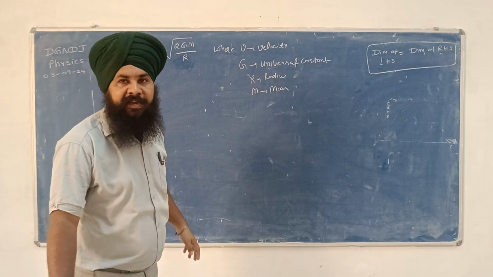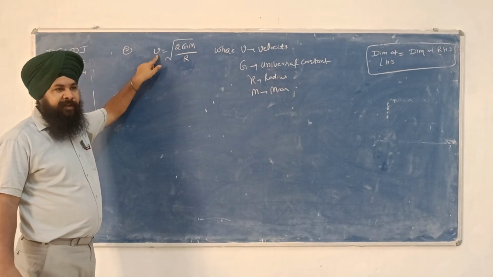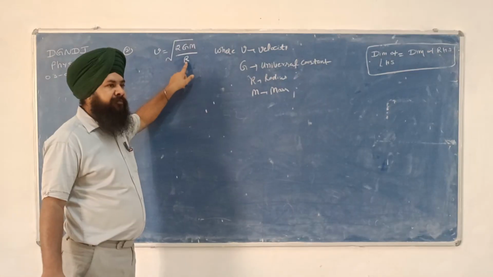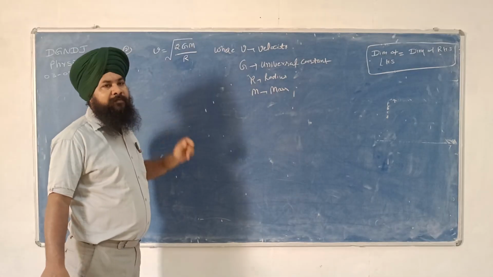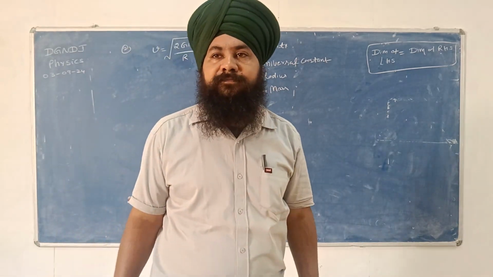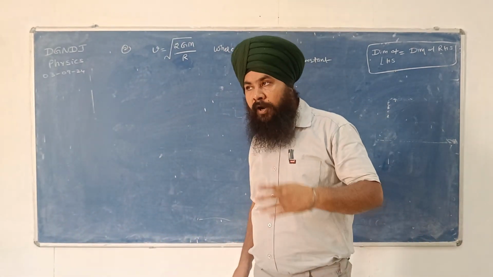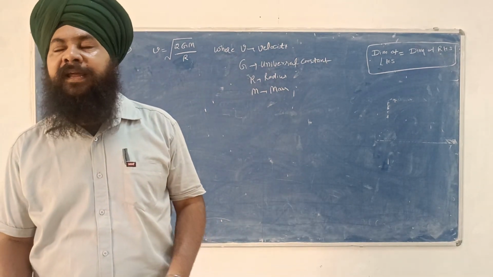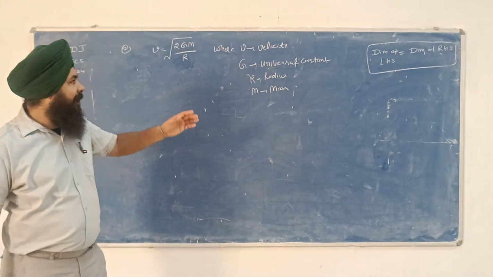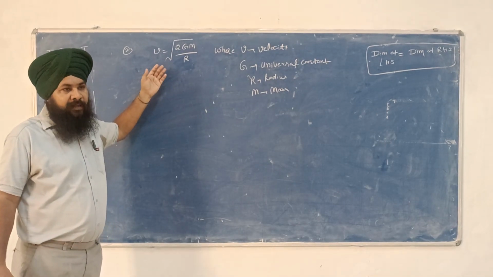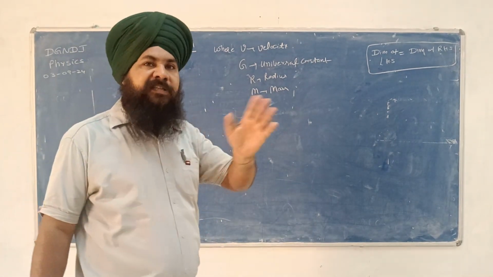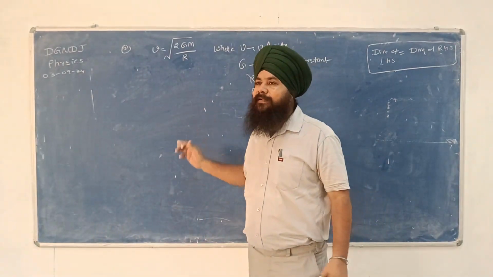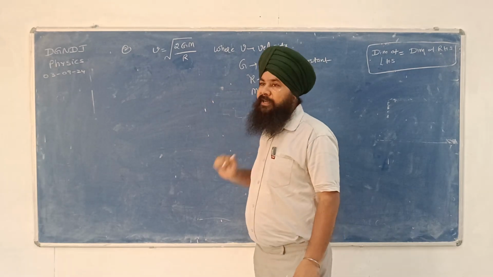Now see, we know the dimensional formula of V. Yes. We know the dimensional formula of M. Yes. We know the dimensional formula of R, yes, but we don't know the dimensional formula of G. Without knowing the dimensional formula of G, we cannot check whether this relation is dimensionally correct or not. So first we find the formula of G.